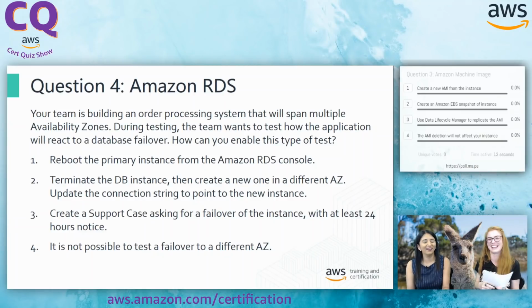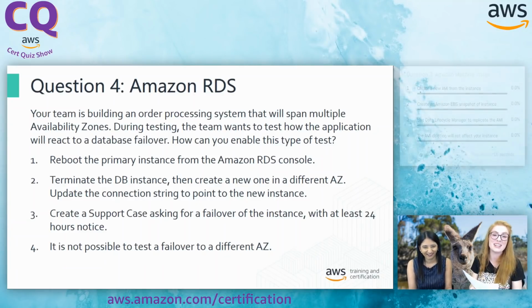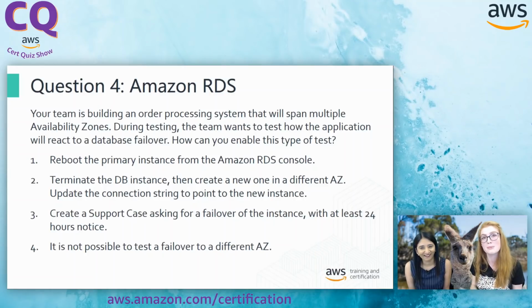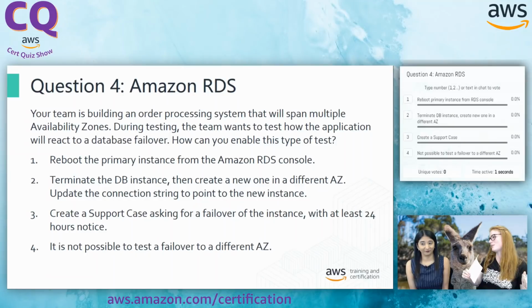Machine Image. Okay. Your team is building an order processing system that will span multiple availability zones. I love these types of questions, Ash. During testing, the team wants to test how the application will react to a database failover. How can you enable this type of test?